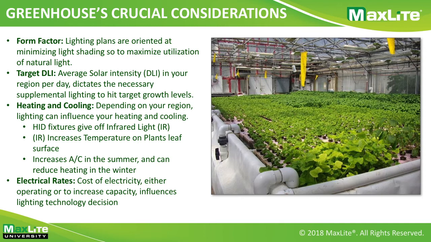Thanks, Paul. And then getting back into heating and cooling, it's definitely important to look at the region that you're in, because this is going to influence your lighting plan as well. Whether or not you choose HID fixtures, they give off infrared light, which actually increases the temperature on a plant leaf surface and can be a good thing in the winter months. While if you have long summers or a predominantly warmer climate, it's going to increase your cost for AC in the summer and can reduce your heating in the winters. Something just to be cognizant of when looking into a lighting solution for one of your customers.